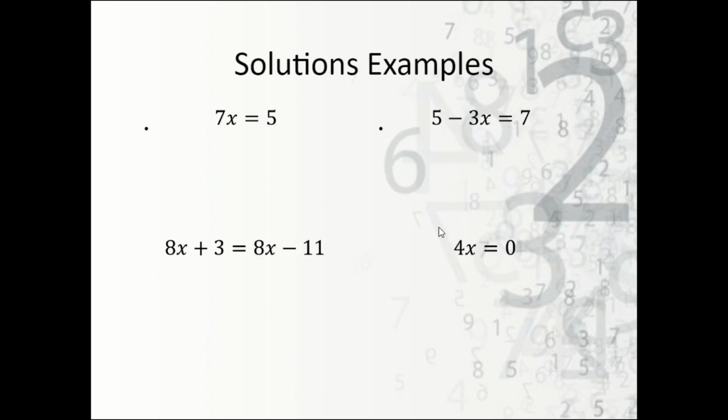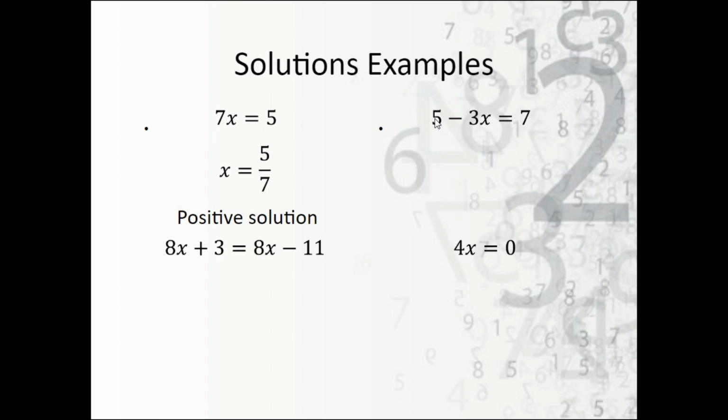Okay, so we want to know in these equations what kind of solution we're going to have. I don't need to know what the solution is, just what kind of solution we're going to have. Well, for this one, I can see that I would divide by 7 on both sides. It doesn't matter what that actually comes out to be. All I need to know is that 5 divided by 7 is going to be positive, so this is a positive solution.